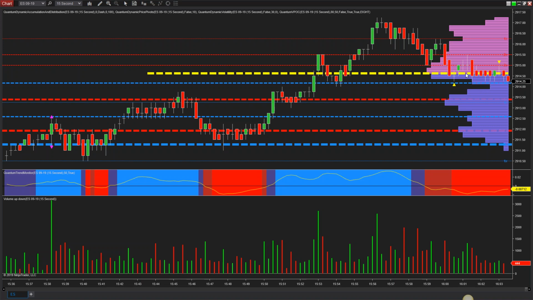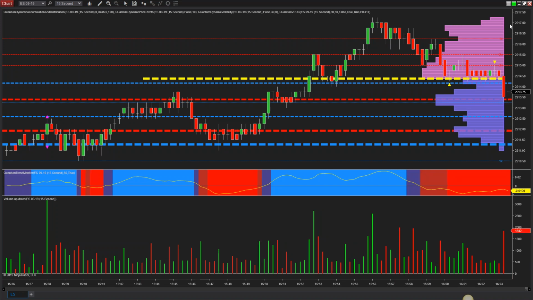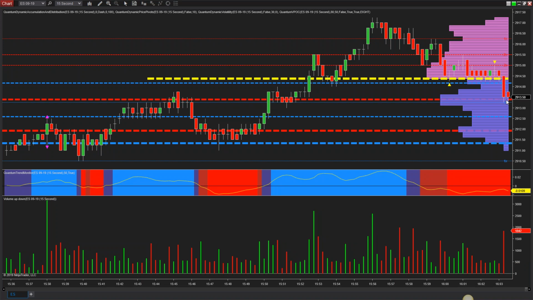Why are we in congestion? Because we're at the volume point of control. We've got pivot low, pivot high. To see how volume shapes up on this particular candle. Interesting to see. We get decent volume under it. Yep, tons of selling under that one. Here we go, nice rise in volume. So lots of selling, so we're expecting a bit more downside to follow.